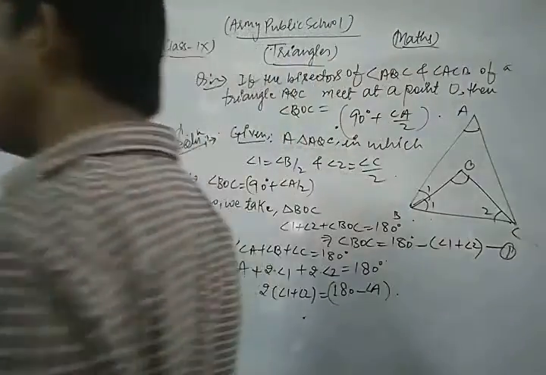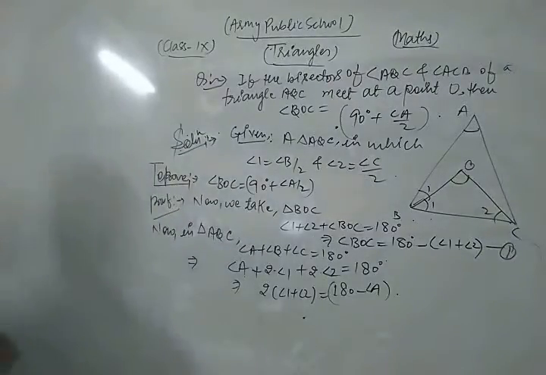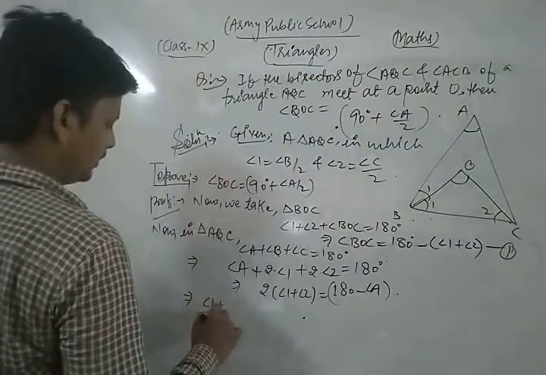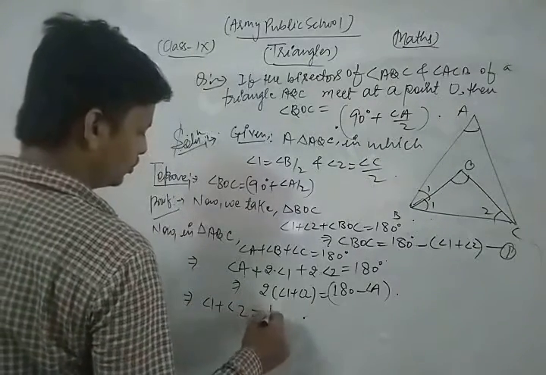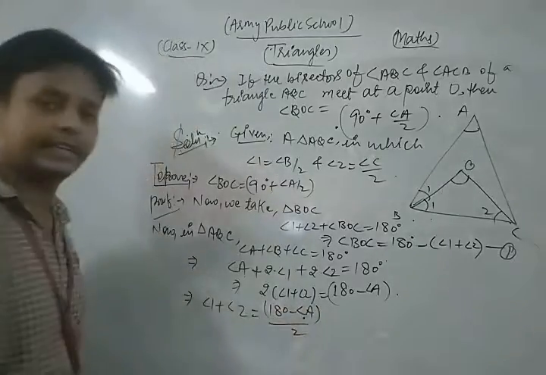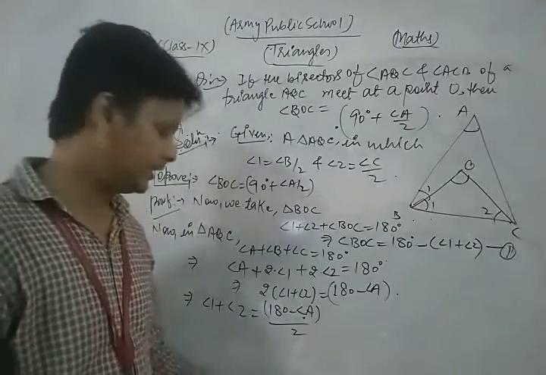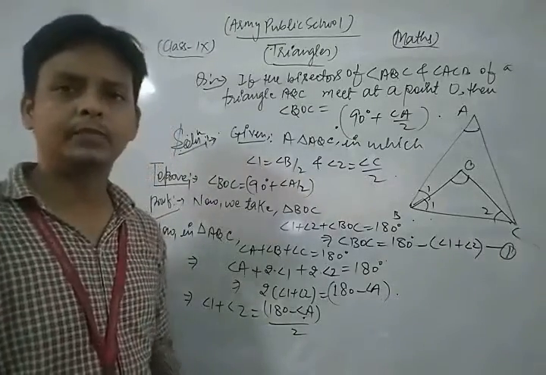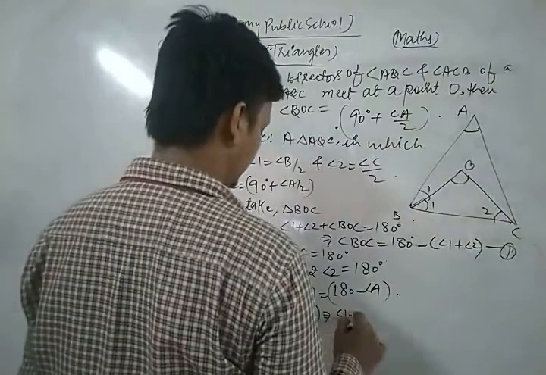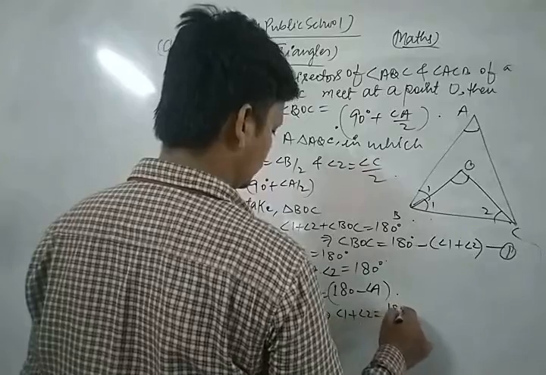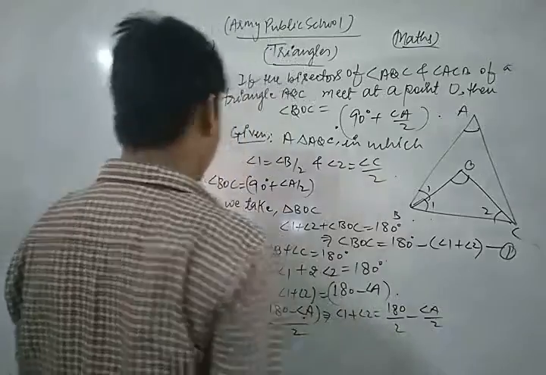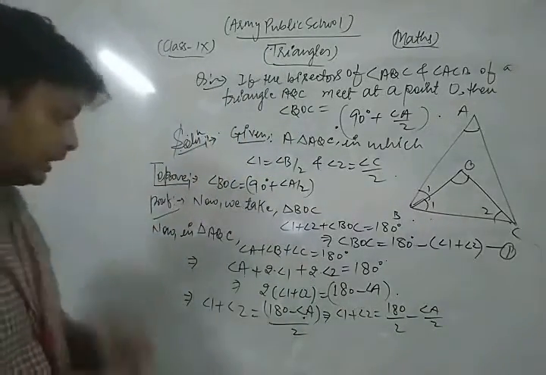This is a very important concept here. Now from there we find the value of angle 1 plus angle 2 is equal to 180 minus angle A upon 2. Now we separate them. So we get angle 1 plus angle 2 is equal to 180 upon 2 minus angle A upon 2.